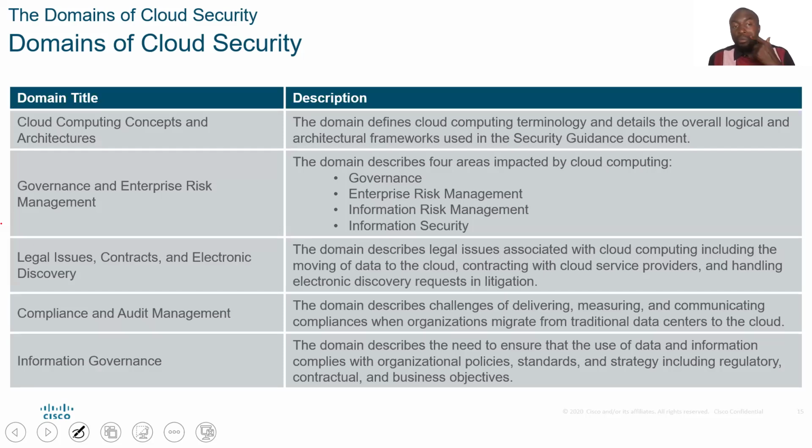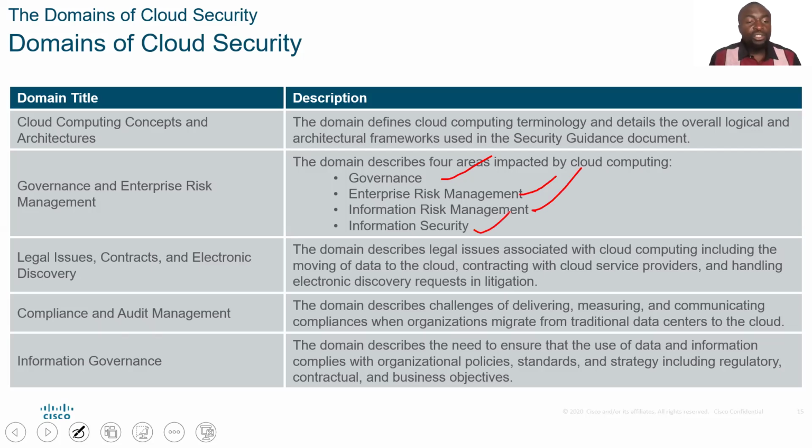So now let's look at the domains. The first one is cloud computing concepts and architectures. This domain defines cloud computing terminologies and details the overall logical and architectural framework used in the security guidance document. The second one is governance and enterprise risk management. This domain describes 4 areas impacted by cloud computing: governance, enterprise risk management, information risk management, and information security.